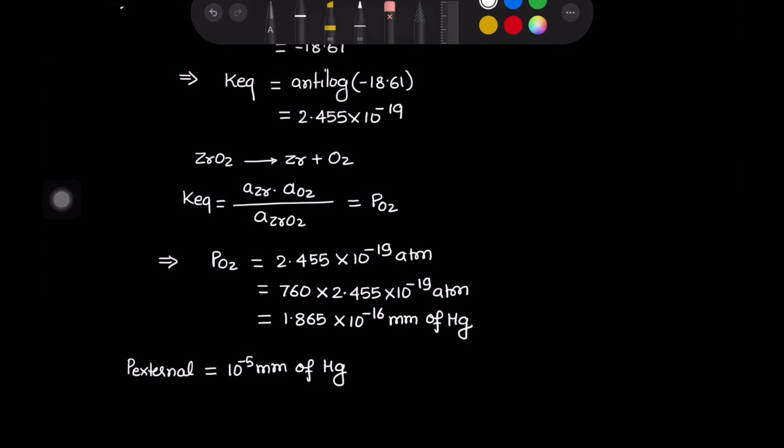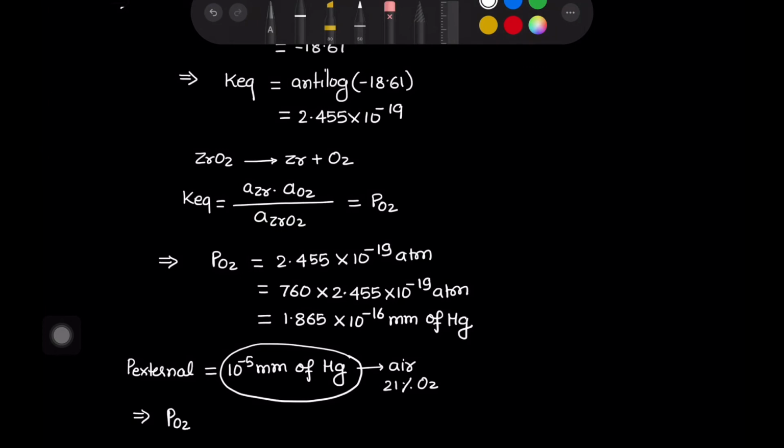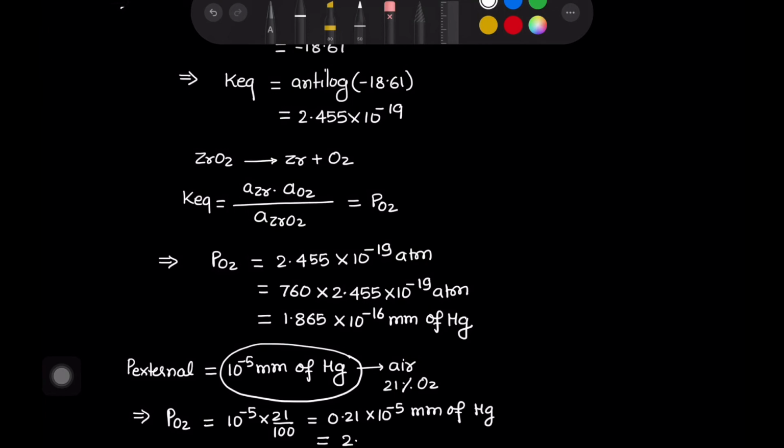So this is the external pressure. This pressure is due to air, and in air approximately 21% is oxygen. So we can say the partial pressure of oxygen present in that condition is 21% of this total pressure. So it will be 0.21 into 10 raised to minus 5 mm of Hg, and that will be 2.1 into 10 raised to minus 6 mm of Hg.